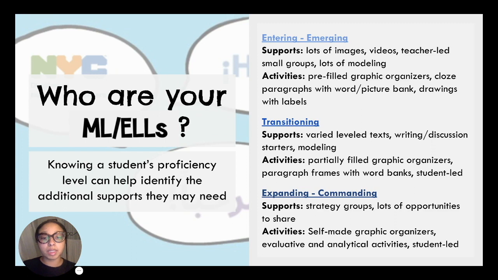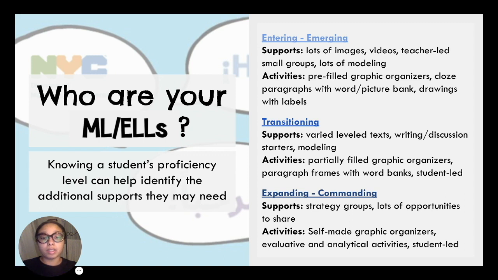So when we're thinking about the expanding and commanding students, we might consider more strategy groups because these are students who are of higher English language proficiency. So you want to give them lots of opportunities to share what they're learning through KWL charts or different visual thinking strategies. You can also give them opportunities to help other students and to be the language model for your lower proficiency level students. So some activities that they can complete can include some self-made graphic organizers where they look at a text and they decide which organizer would best help them to process that text.